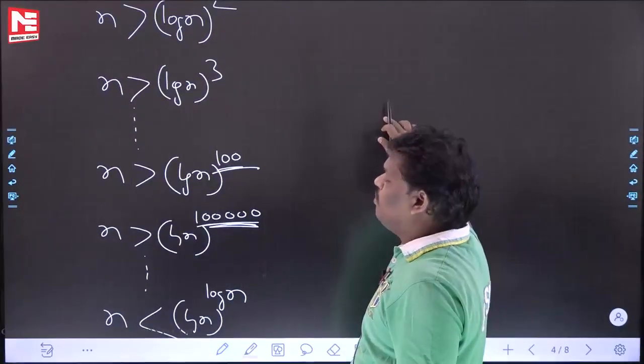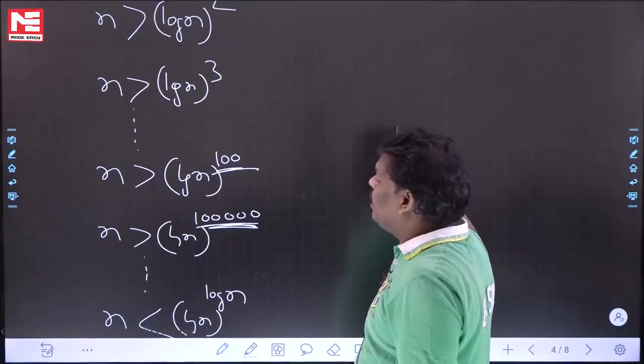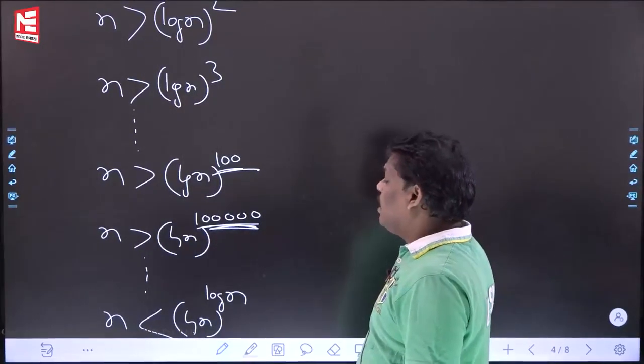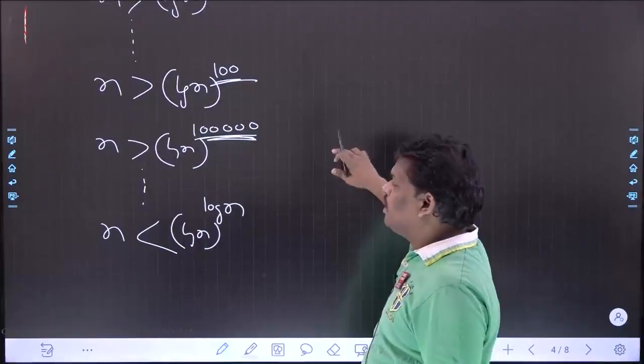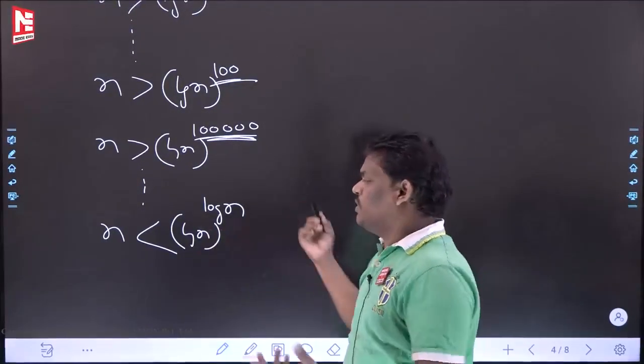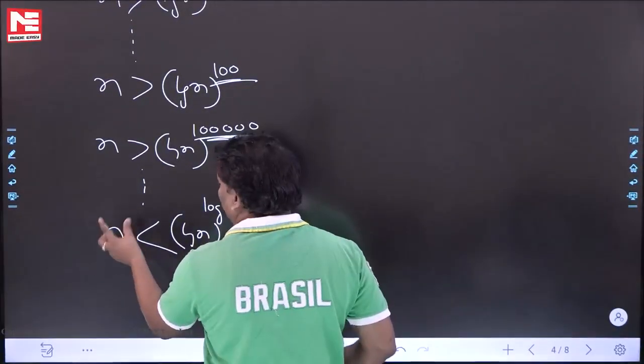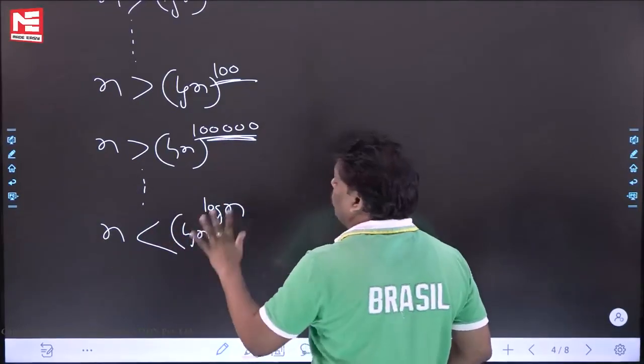n and log n cube, n is bigger. n and (log n)^100, then also n is bigger. (log n)^1 lakh, then also n is bigger. But when you do the function time, it reverses. See this one. If you apply log now, it is log n, it is going to be log n into log n.